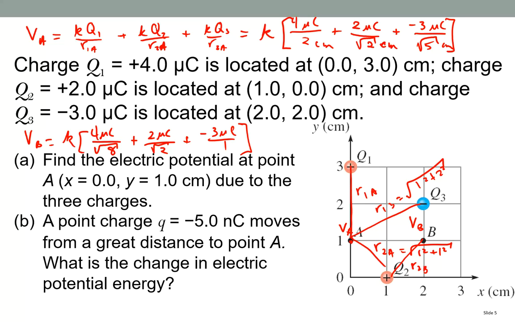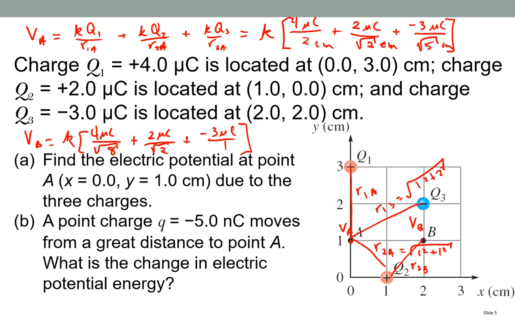Now, the second part: a point charge of minus 5 nanocoulombs moves from a great distance away to point A. What's the key of that great distance away? What possible useful meaning could I draw from that? None? Our reference point was infinitely far away. So that means it's moving from a place where the potential is 0 to A, where the potential is whatever you get numerically when you do that calculation on top.